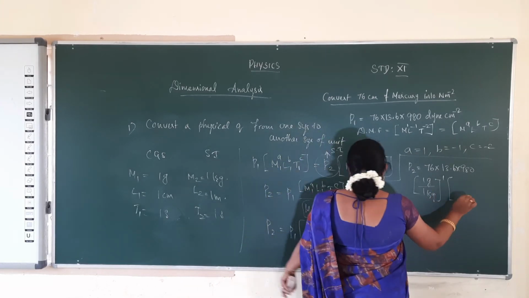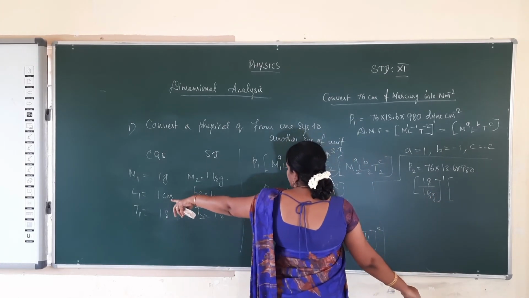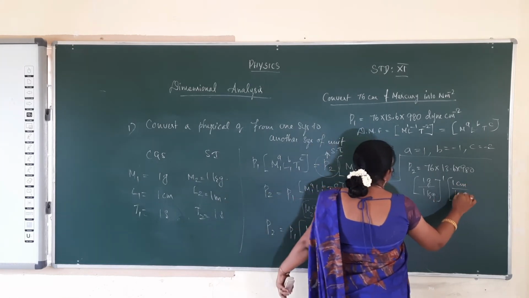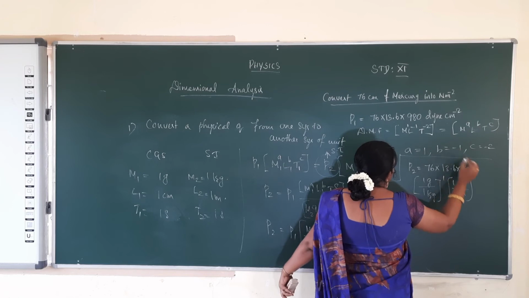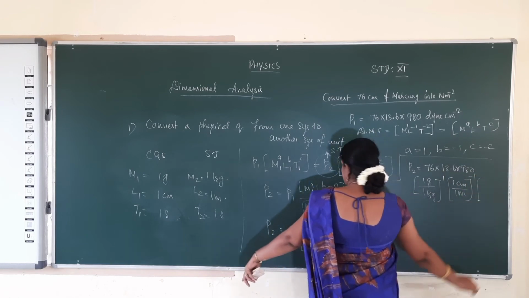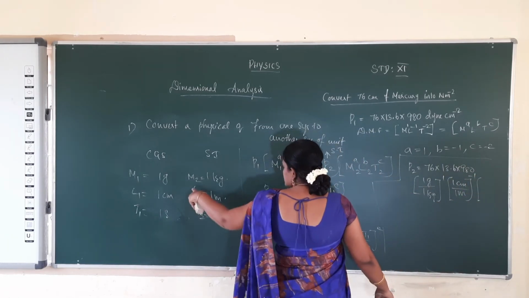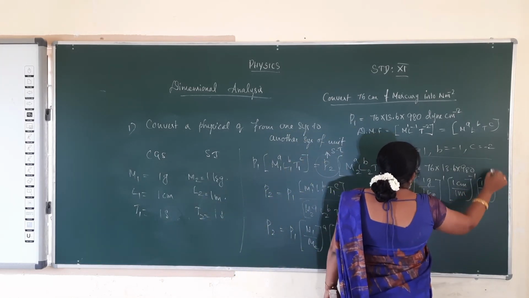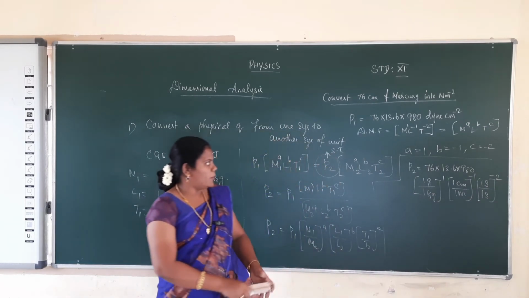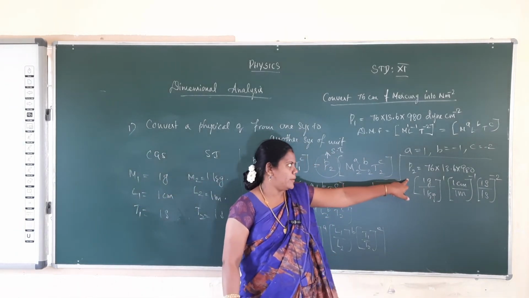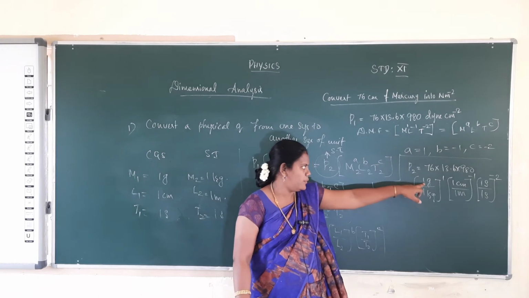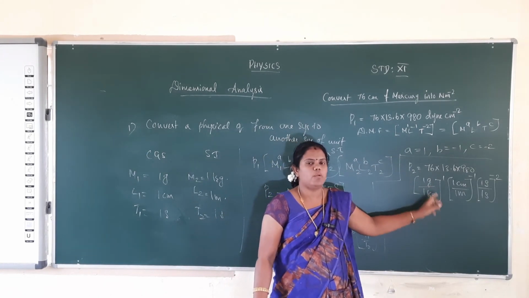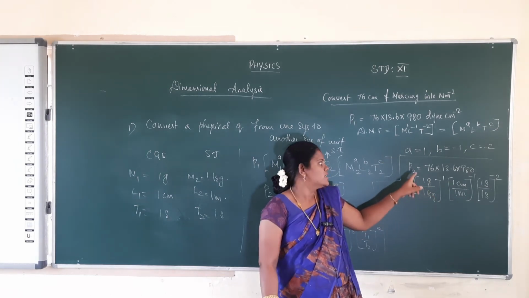Then L1, what's the L1 ma? 1 centimeter, then L2 is 1 meter, then the power B is minus 1, then T1, what's the value of T1? 1 second by 1 second, the power C is minus 2. Did you understand this? We are going to calculate P2. So we want to substitute the P1 value, M1, M2, L1, L2, T1, T2 and A, B, C values. All the values are to be substituted in this equation.